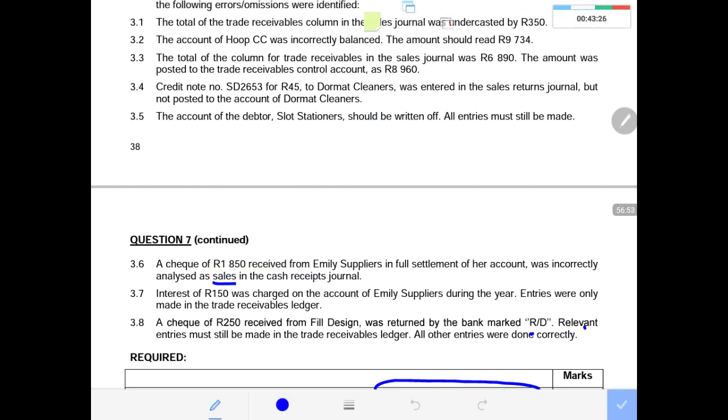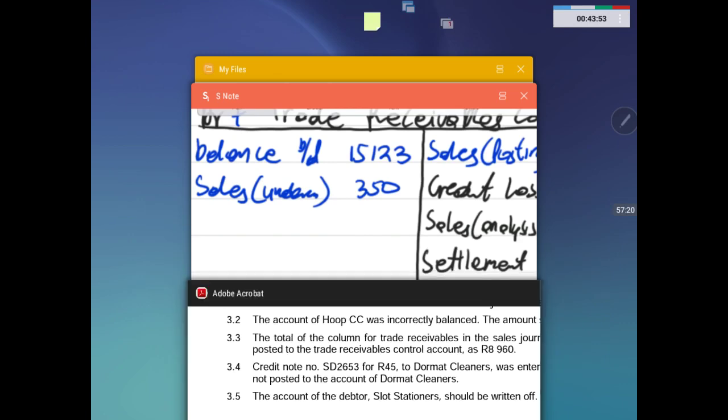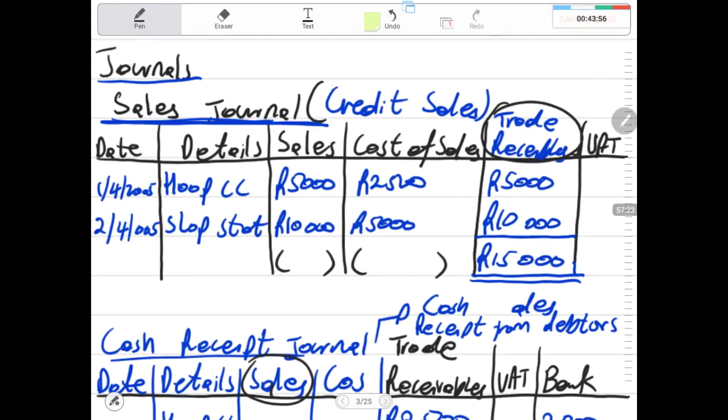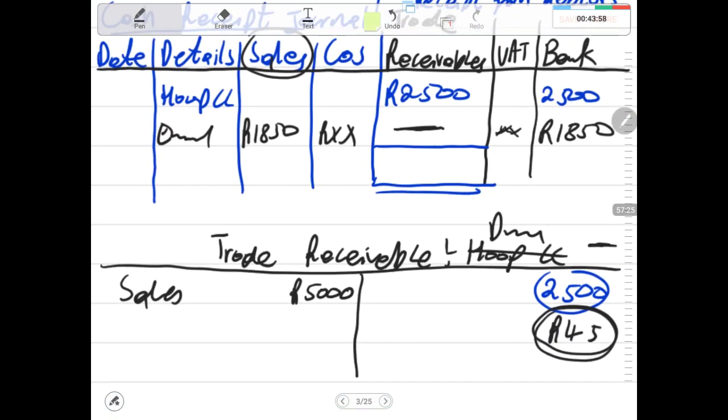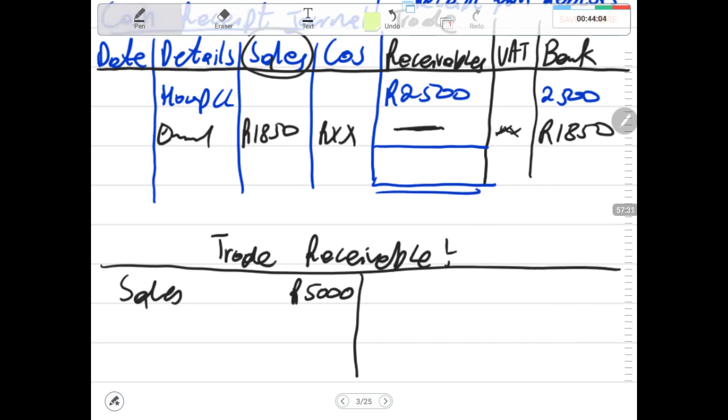Interest of 150 was charged on the account of Emily suppliers during the year. Entries were only made in the trade receivables ledger, and I love this one because now it comes back to what I've been doing. In the trade receivables ledger of who? Of Emily suppliers. It does not say trade receivables control. The minute it says in the trade receivables ledger, in other words, what are they saying? They are saying the entry was only made in the trade receivables ledger for Emily suppliers, in the ledger account for Emily suppliers. That means this is where this was done.